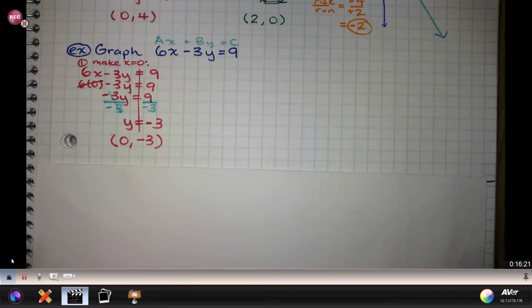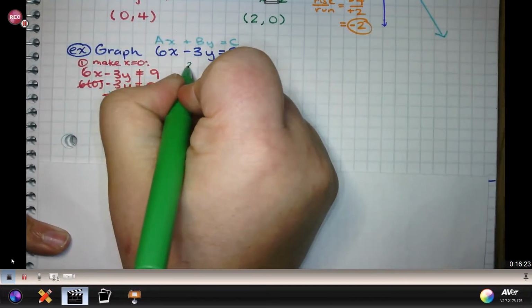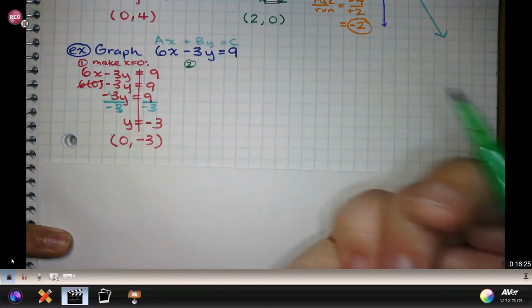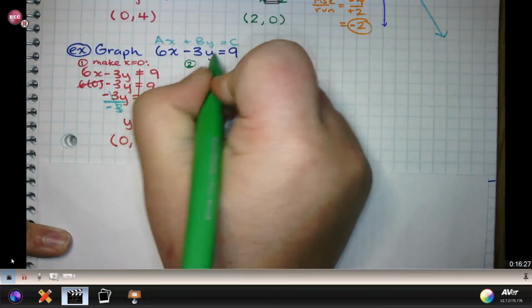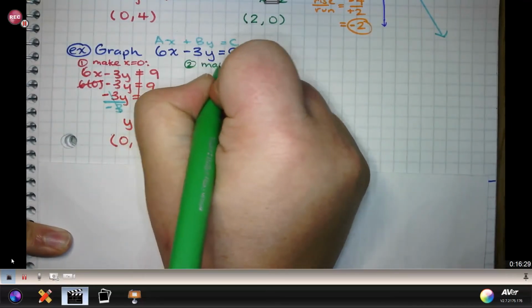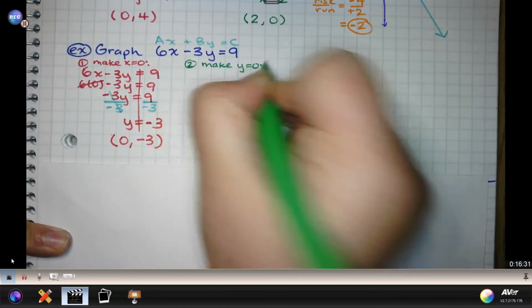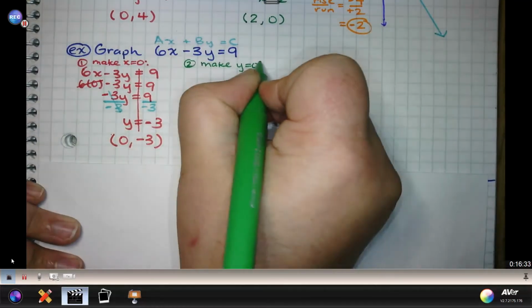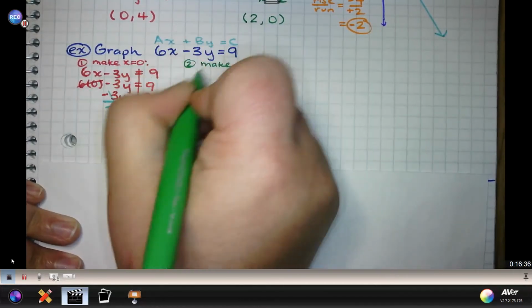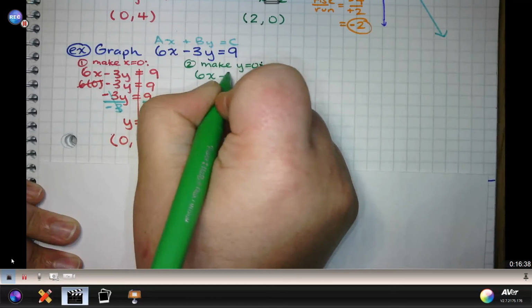Okay, then we're going to do the opposite for the y-intercept, or the x-intercept, sorry. So we're going to make y equals 0. Okay, so again, I'm going to just copy the equation as is.